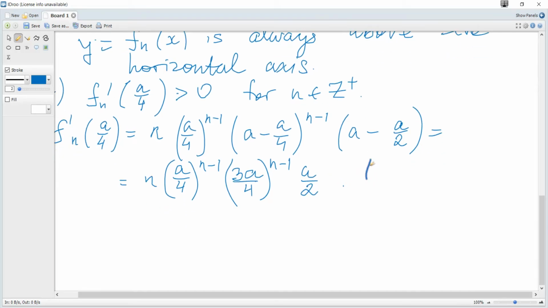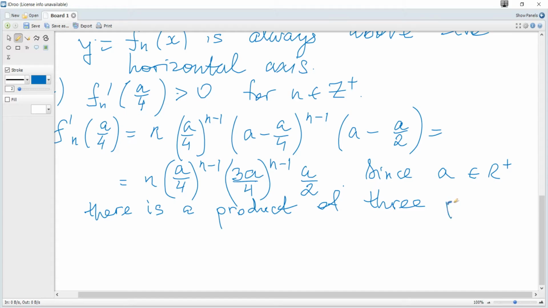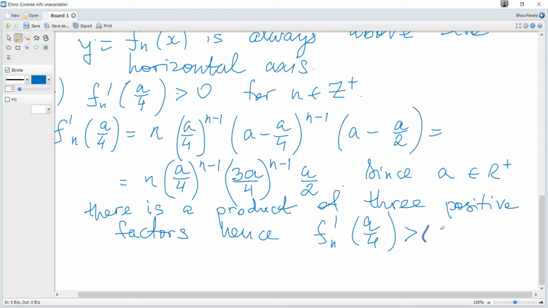So since a is real and positive, there is the product of 3 positive factors. Hence f_n' at a over 4 is greater than 0 as required. It was 2 marks.